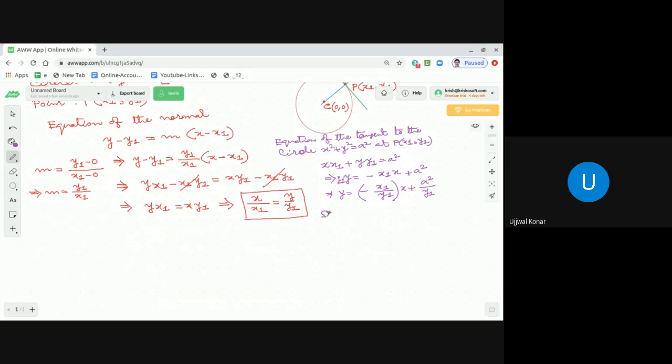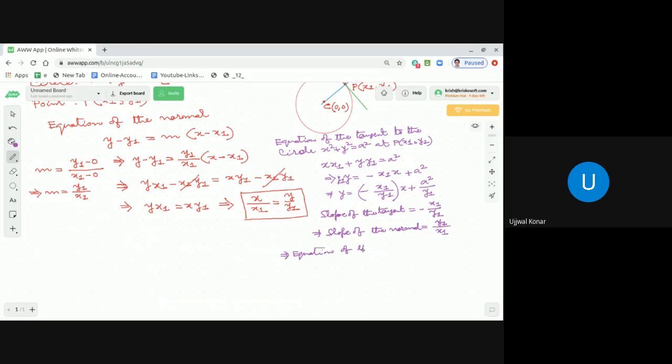So the slope of the tangent is equal to minus x1 by y1. That implies the slope of the normal should be equal to y1 divided by x1. If you multiply these two slopes, you get minus 1, and the tangent and normal are perpendicular to each other. So then what is the equation of the normal? From here we can find the equation of the normal.